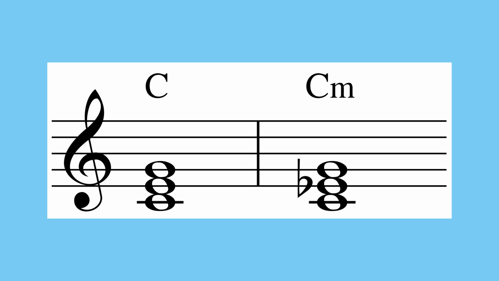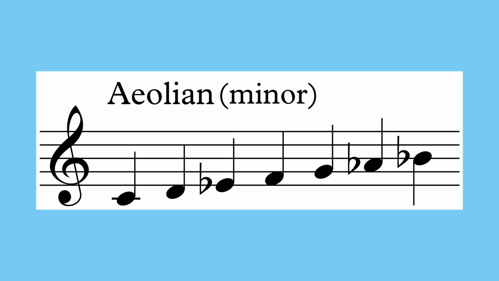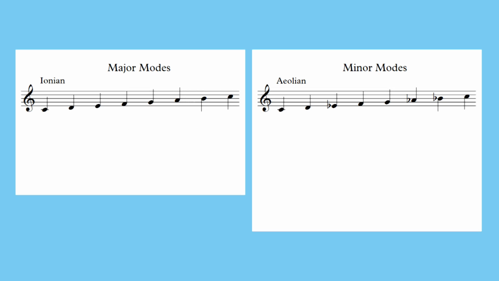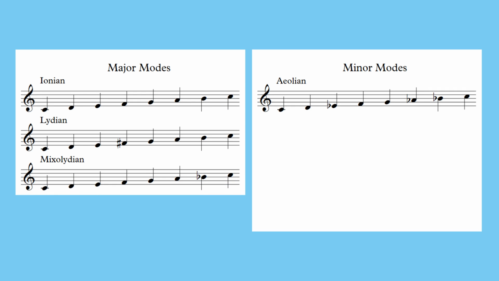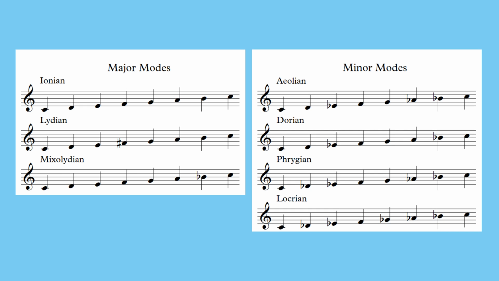These are entirely defined by whether the mode in question includes a major third or a minor third. The Ionian mode, or your regular old major scale, is obviously a major mode, while the Aeolian mode, or your regular old minor scale, is obviously a minor one. Other than that, you have the Lydian and Mixolydian modes, which fall under our major category, and the Dorian, Phrygian, and Locrian modes, which fall under the minor category.